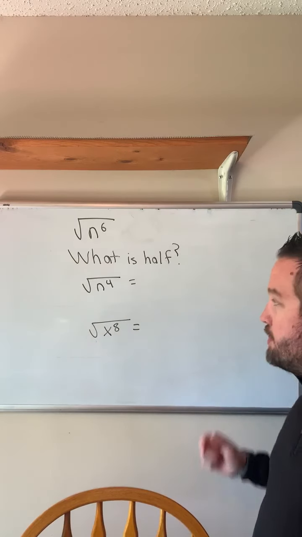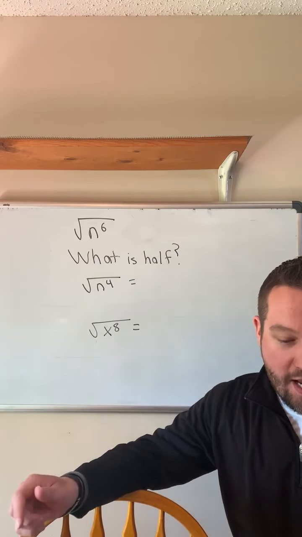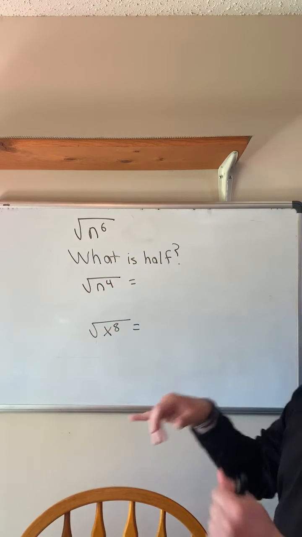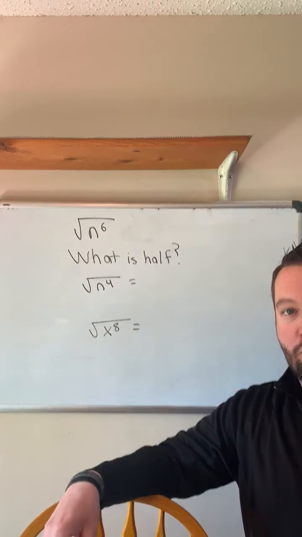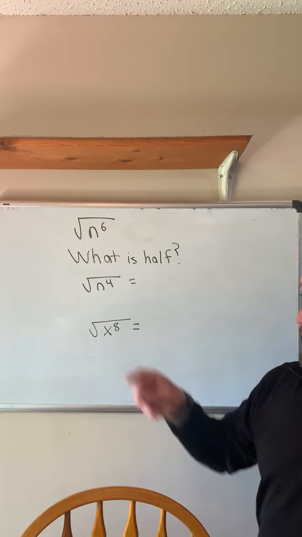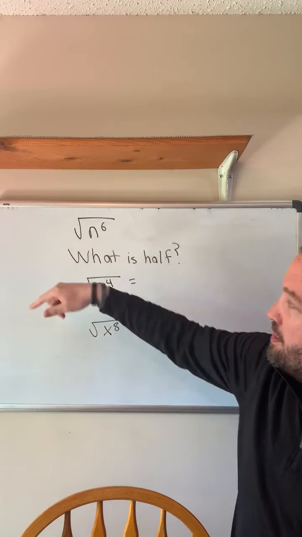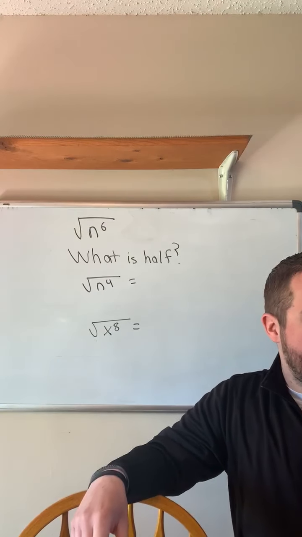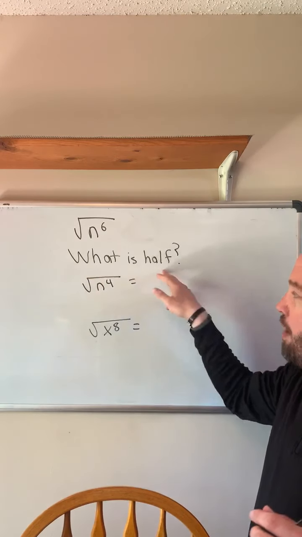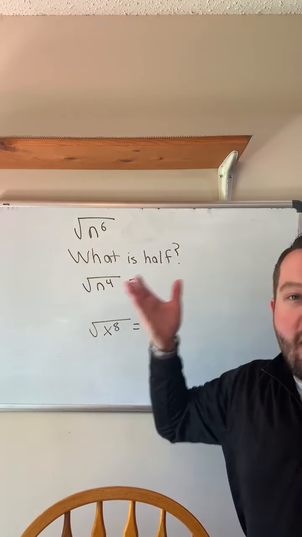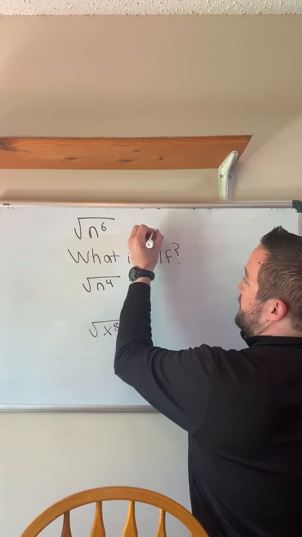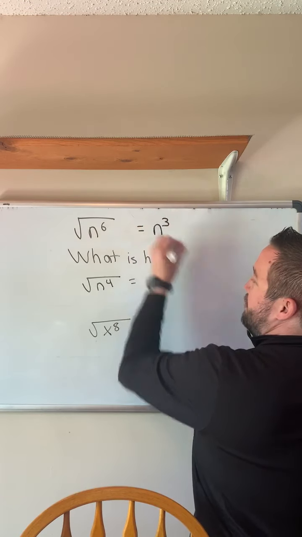All right, good morning. So what we're going to do today is take it another level when we talk about simplifying square roots of exponents. Just a small step back here. When we worked with the square root of n to the sixth, remember that all we essentially did is ask what is half of this number? And obviously half of 6 is 3, so the answer is n to the third.